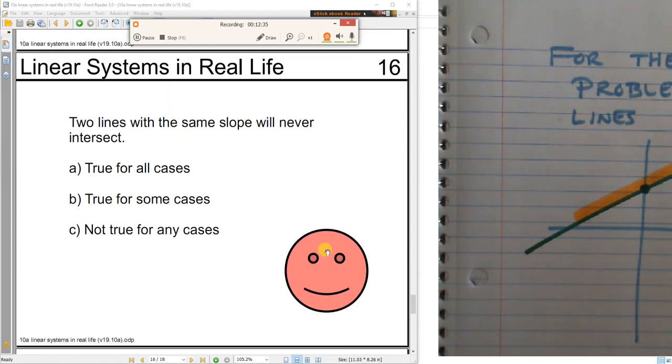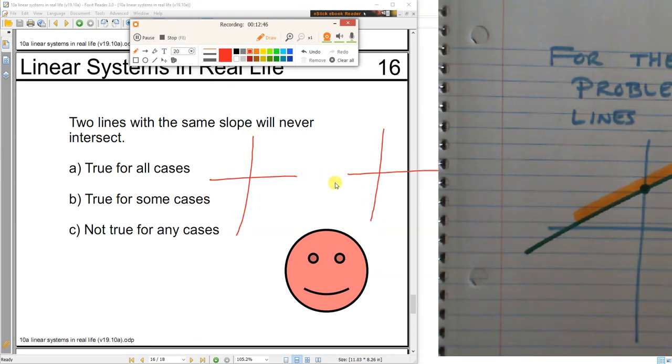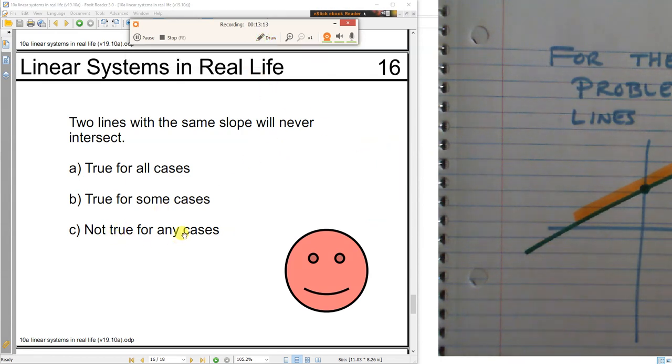Two lines with the same slope will never intersect. So there are two things that could happen here. Two lines with the same slope can either be parallel, or two lines with the same slope can be coinciding. Sometimes they never intersect, like right here, but sometimes they do. Sometimes they don't, sometimes they do. So this is true for some cases. Sometimes they cross, sometimes they don't.